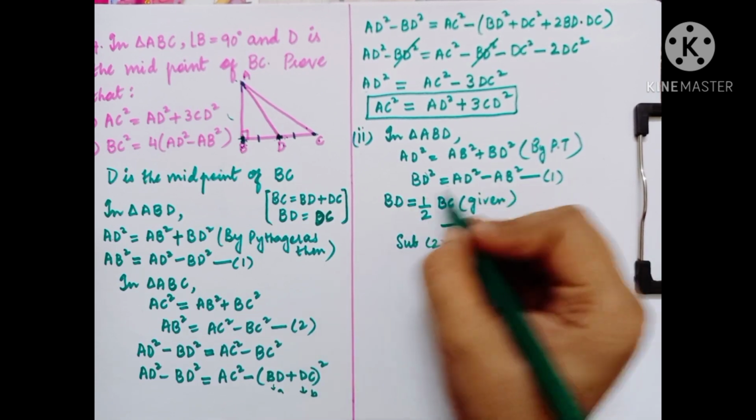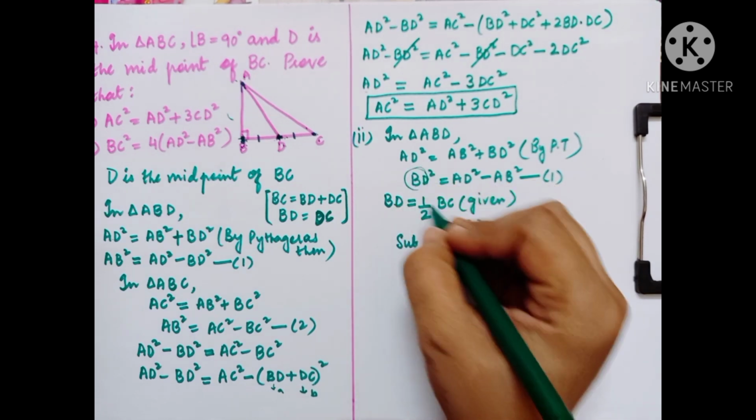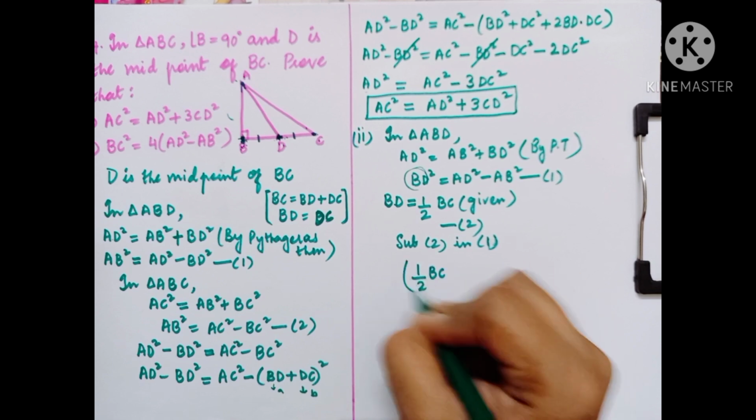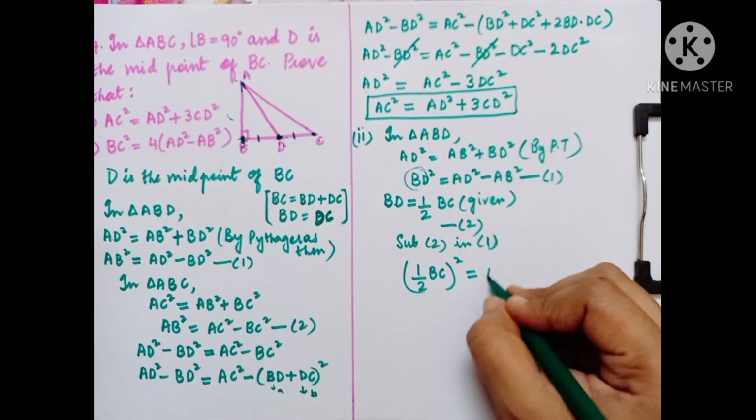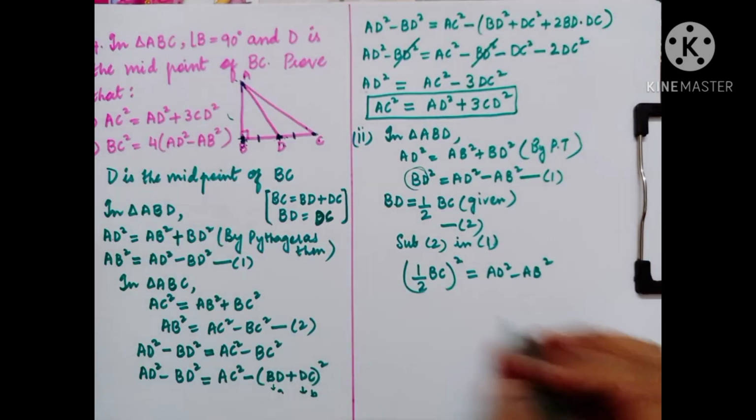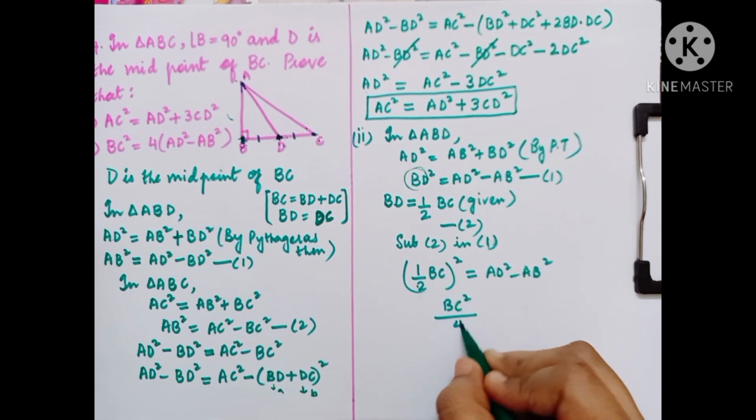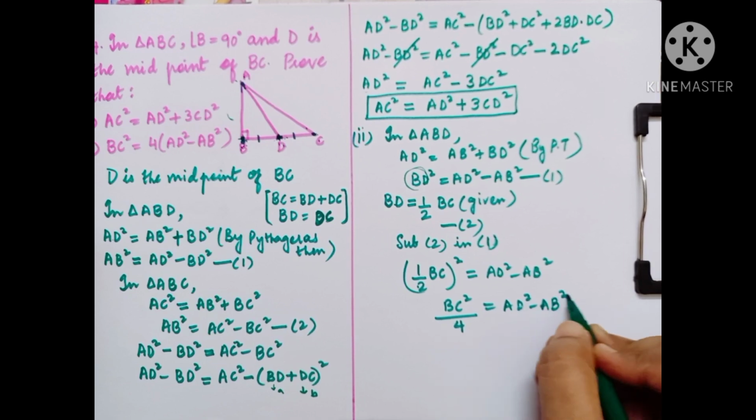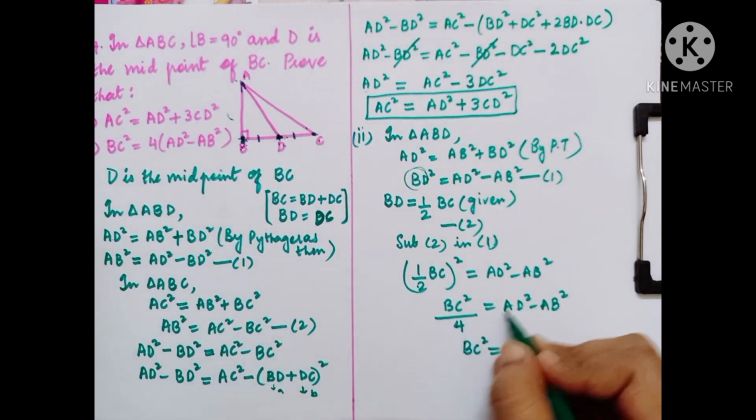So now BD square. What is BD actually? BD is half BC. So half BC whole square equals AD square minus AB square. Let us just keep it as it is, AD square minus AB square. Now BC square divided by 2 square, which is 4, equals AD square minus AB square.